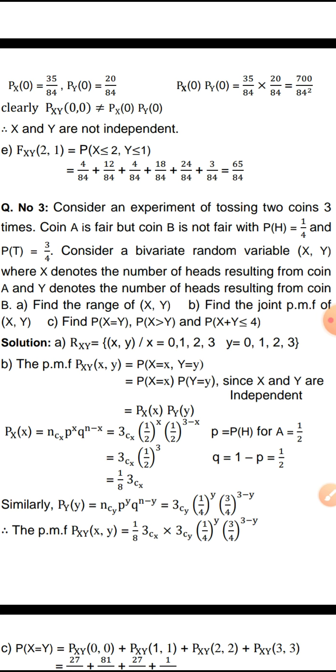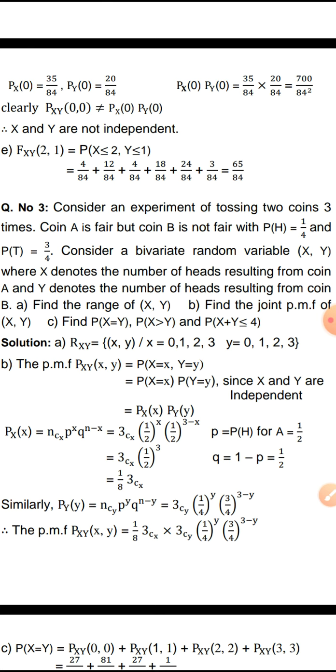So I can write that probability as P of x is equal to x into P of y is equal to y, since x and y are independent. Or same as the marginal probability mass function Px of x into the marginal probability mass function of y, Py of y. And Px of x or Py of y can be calculated by using the binomial distribution.